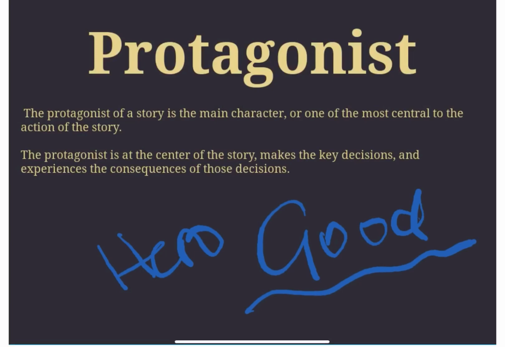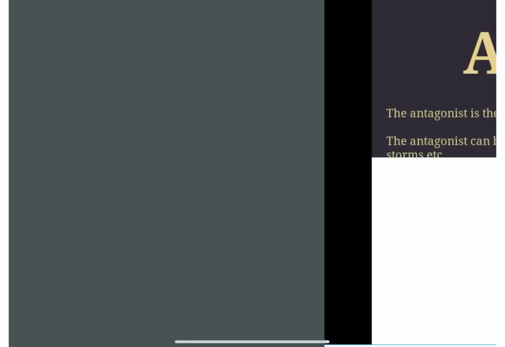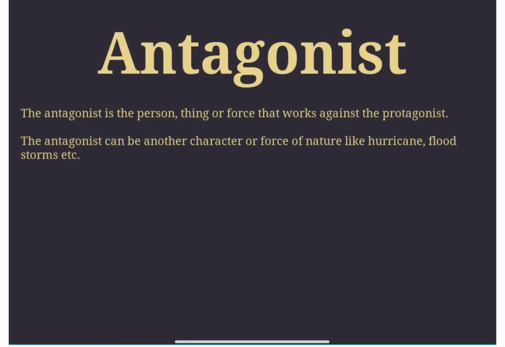So now we're going to look at the antagonist. So who is the antagonist? The antagonist is the villain. Now, the way that I always remember the roles of these two, the antagonist will always be the person who's antagonizing the protagonist. If you can link the words antagonist with antagonize, then you'll be all set.